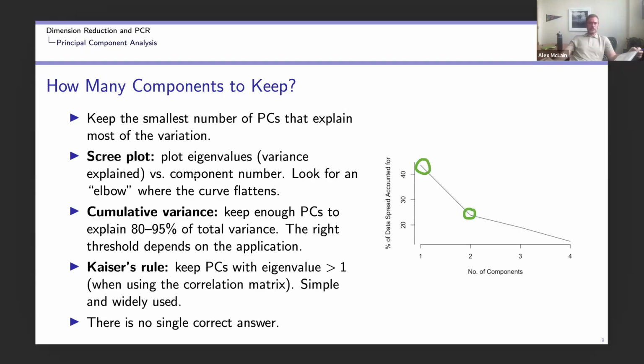And the elbow method is, yeah, we look for an elbow in this scree plot because once we hit that elbow, the rest of them aren't explaining as much variation. So here, if we're using the elbow method, we'd say, all right, we're just going to use two components. So that's one way to determine how many principal components you should keep.